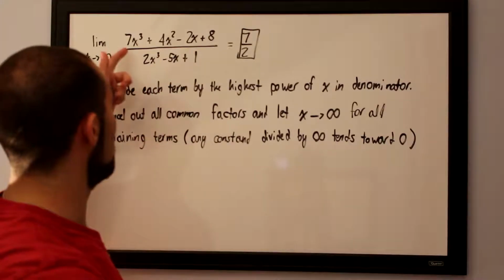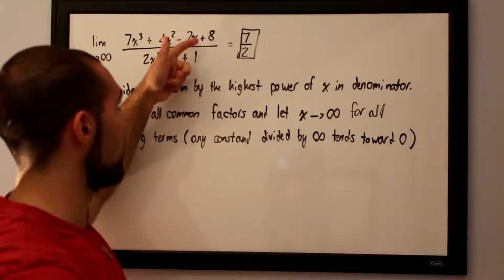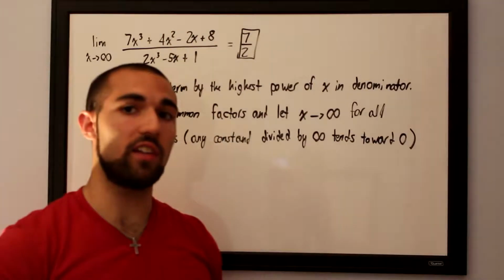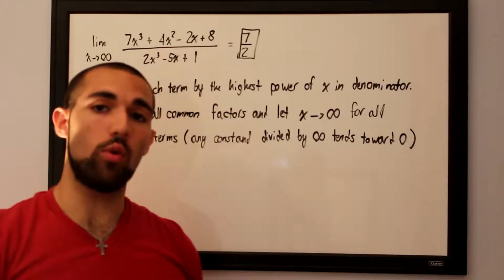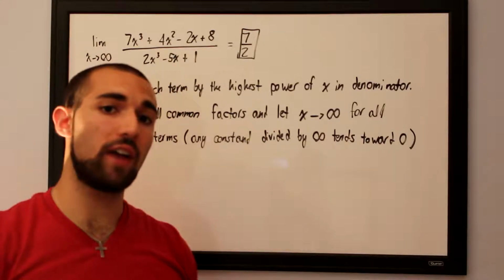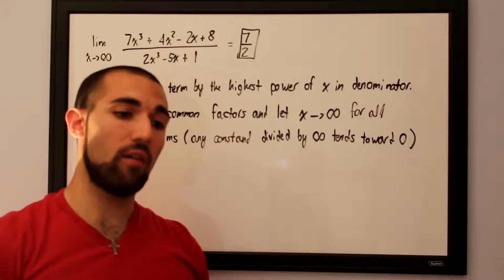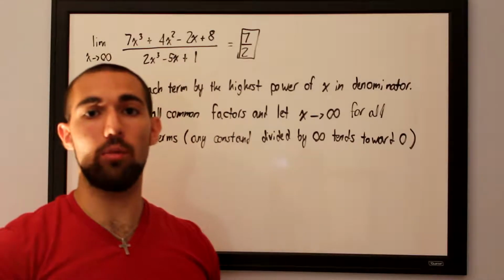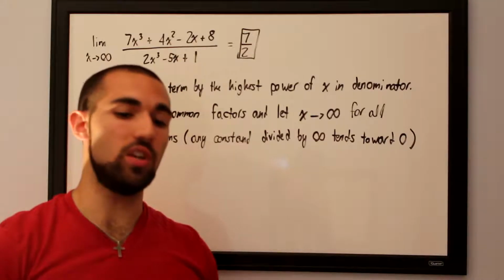We divide this by x to the third, this by x to the third, this by x to the third, this by x to the third, and everything in the denominator by exactly the same thing. Afterward, we are going to be canceling out all of the common factors, and wherever we have a constant divided by any power of x, we know that that term is going to go immediately to zero.